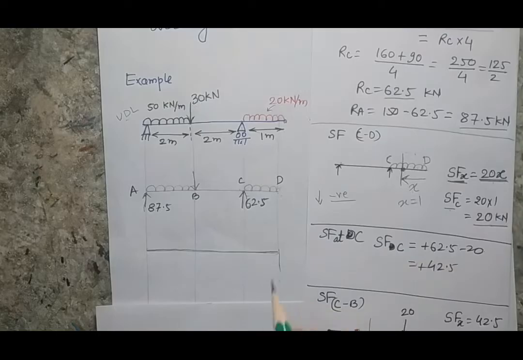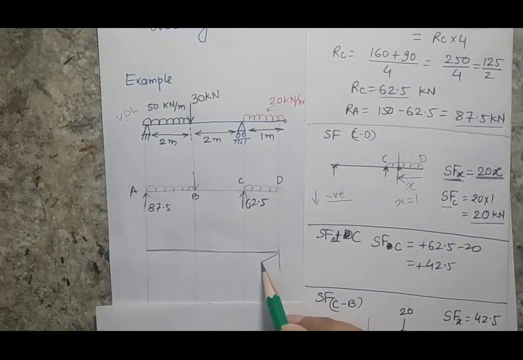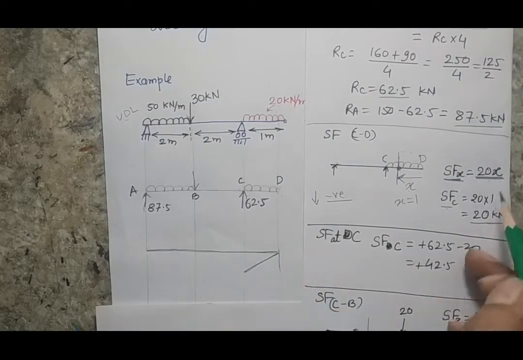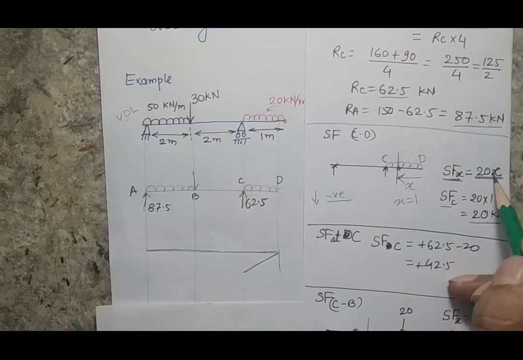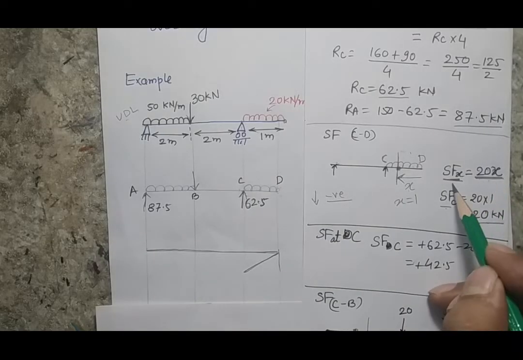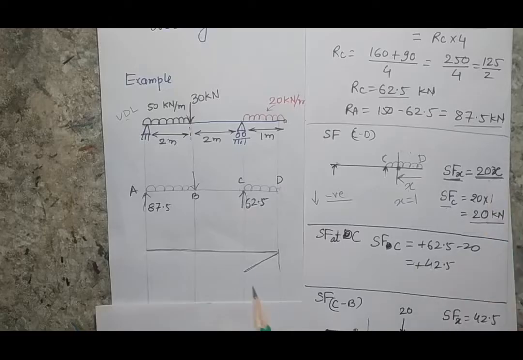So for downward loading my shear force will be negative. I will make a shear force diagram here. This would be a straight line, and I know that it is a function of X. That means as X increases, the shear force magnitude will increase. So at this point my shear force becomes 20, and that is on the negative side.